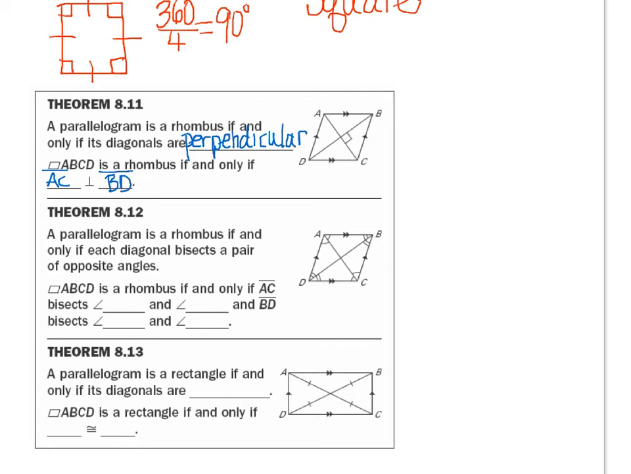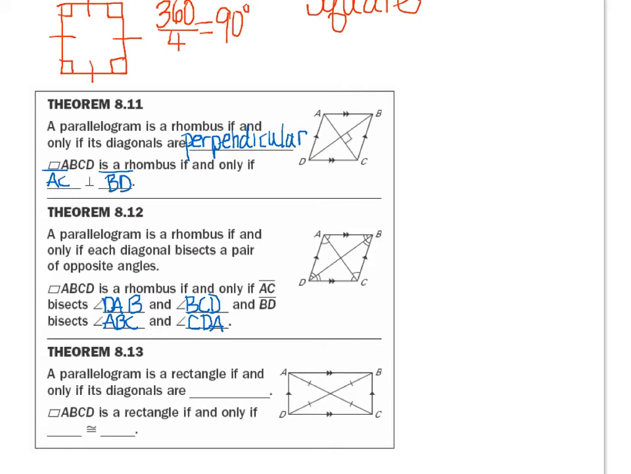Theorem 812 says a parallelogram is a rhombus if and only if each diagonal bisects a pair of opposite angles. So here's the diagonal, and it bisects these and bisects this, so it cuts them in half. Here's the other diagonal, it bisects this and bisects this, it cuts them in half. So that means it is a rhombus. So in our words here, quadrilateral ABCD is a rhombus if and only if segment AC bisects angle DAB and angle BCD, and segment BD bisects angle ABC and angle CDA. So it's a rhombus if and only if our diagonals bisect opposite angles.